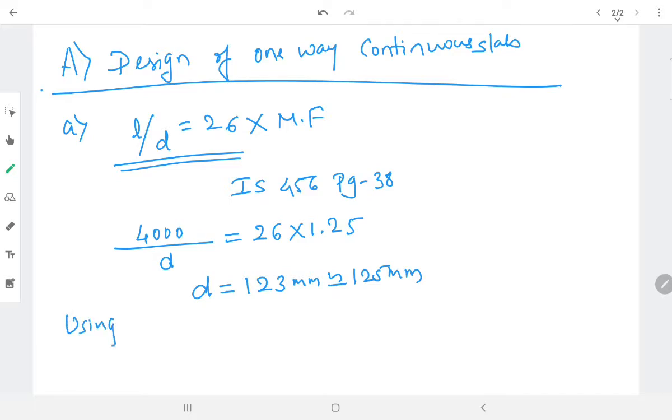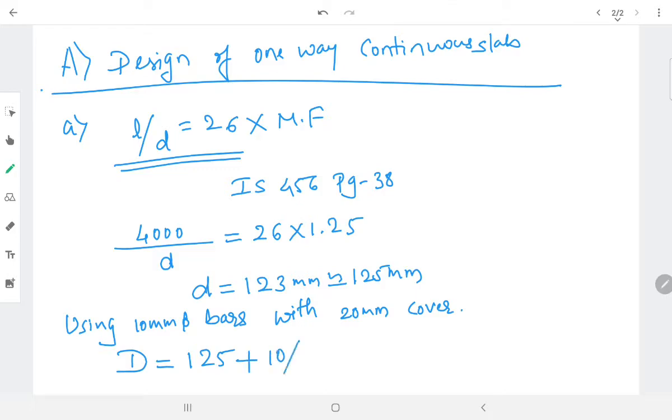Using 10 mm dia bars with 20 mm cover. So capital D will be 125 is effective depth plus 10 by 2, that is the dia of the bar divided by 2, plus 20 mm cover, which will give overall depth of the slab 150 mm.